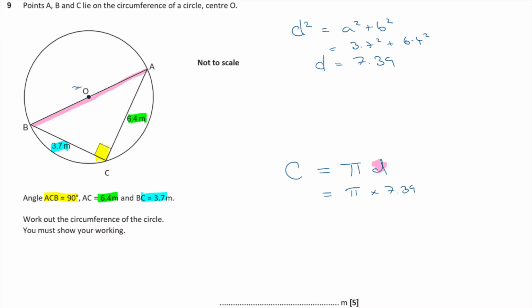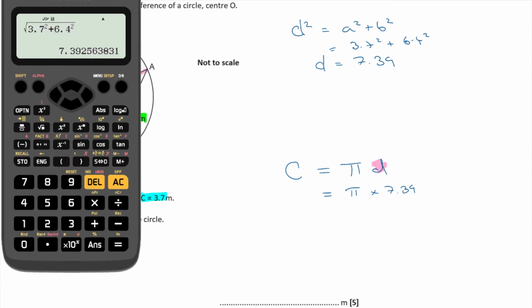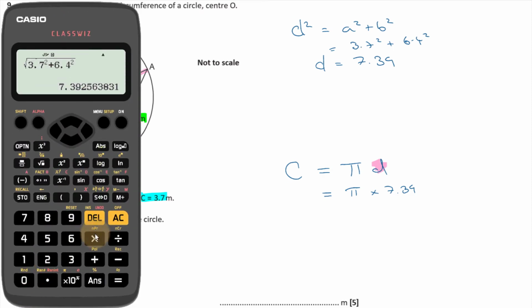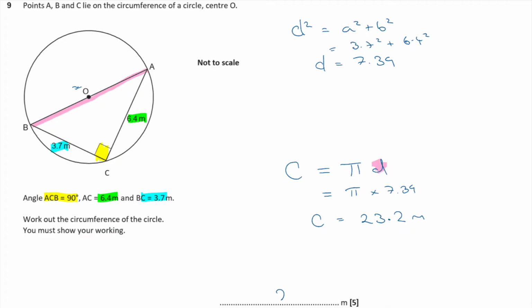Now I'm just going to use the full calculator display I worked out from the last time. So I'm just going to type in times pi on the end to get it as accurately as possible. So that comes out to be 23.2. So the circumference then is 23.2 meters, I guess.